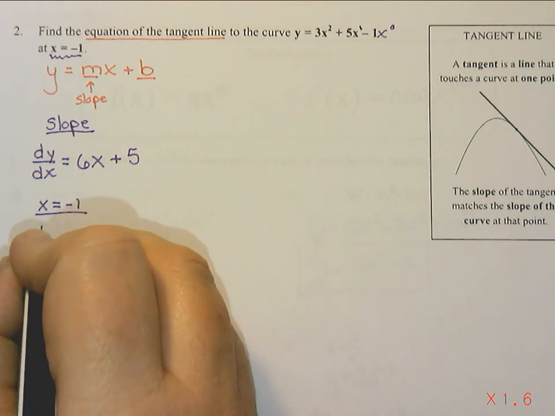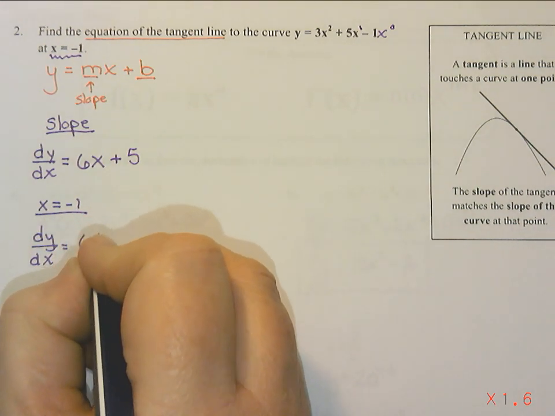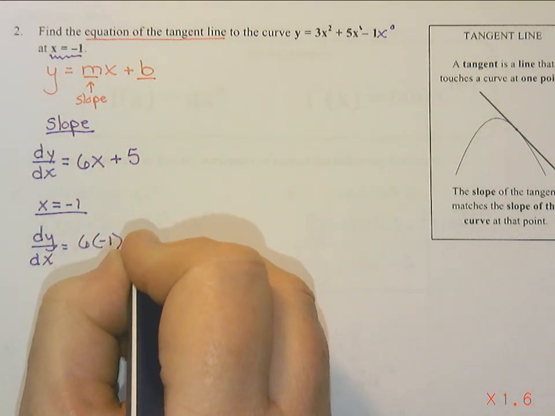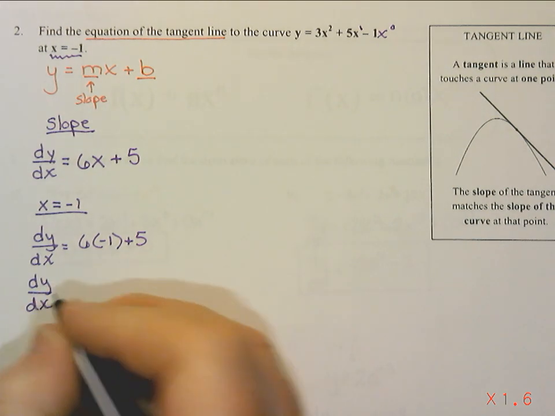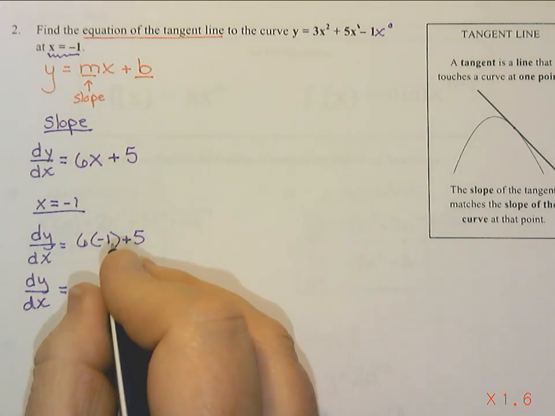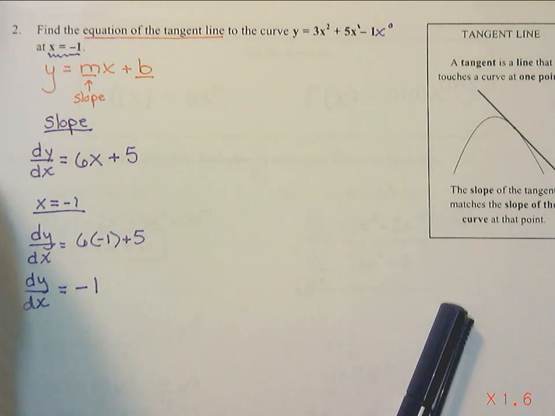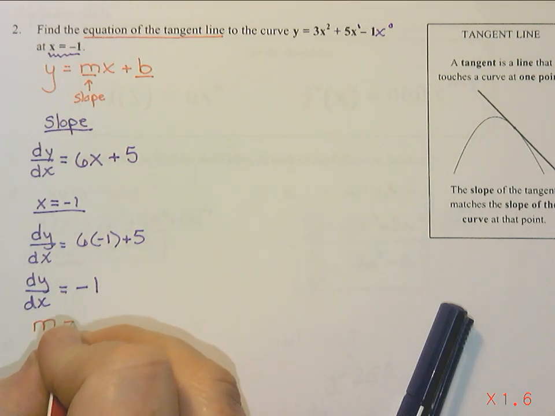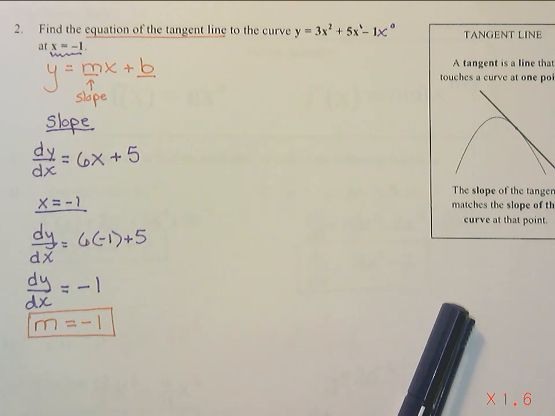So I'm going to try to calculate the slope when x equals -1. So I'm going to get that dy by dx is 6 times -1 plus 5, meaning my slope that we're trying to find is -6 plus 5, or -1. So our slope for our equation is -1. Okay, so I now know the slope.